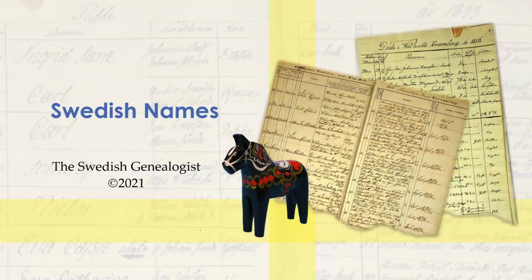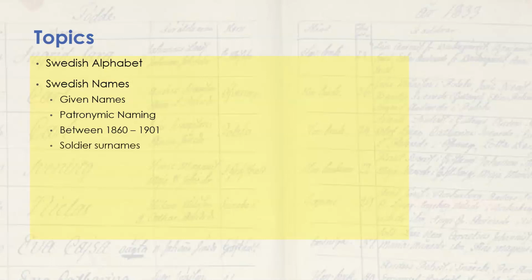Today we'll take a look at Swedish names, which is important to understand when you're conducting your research. Before we take a look at names, we'll be taking a look at the Swedish alphabet. Then we'll discuss the Swedish names with topics such as given or first names. Next we'll discuss patronymic naming, surnames between 1860 and 1901, followed by soldier names, nature names, and priest surnames.